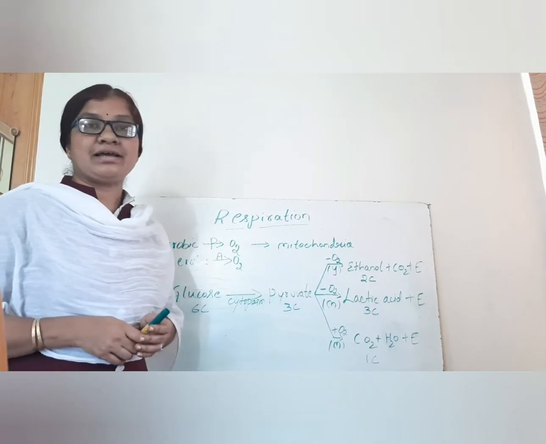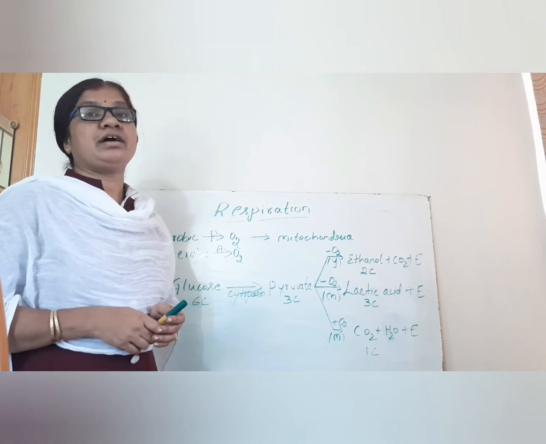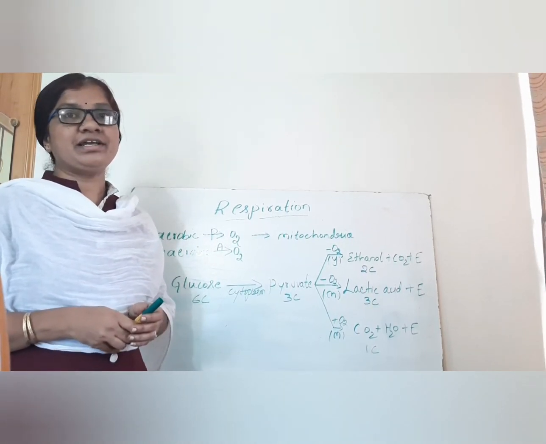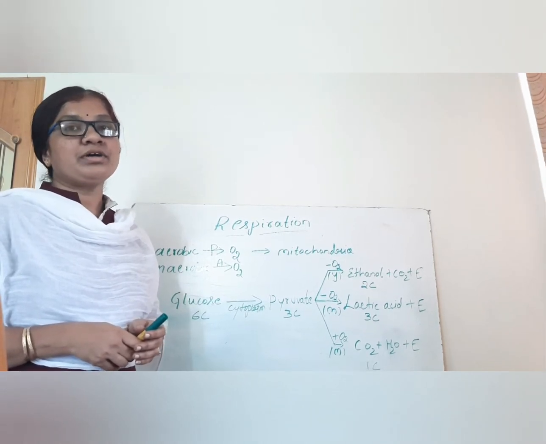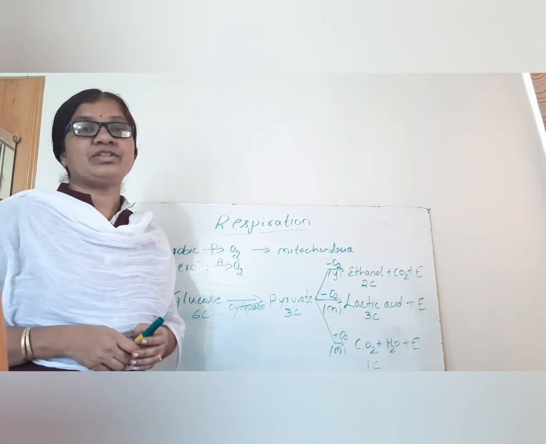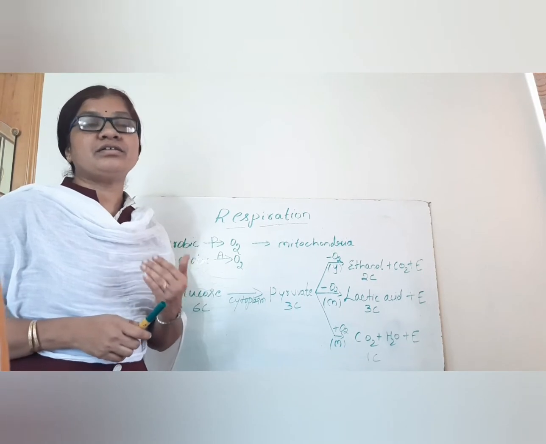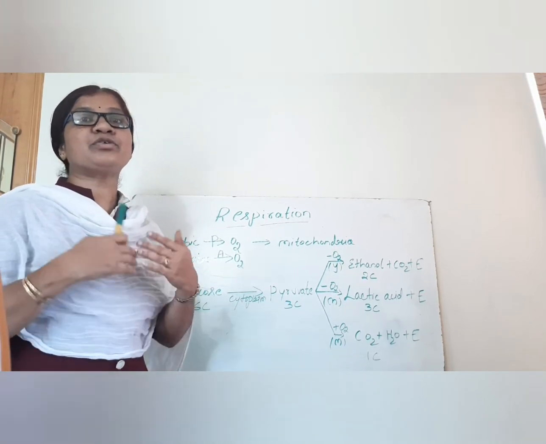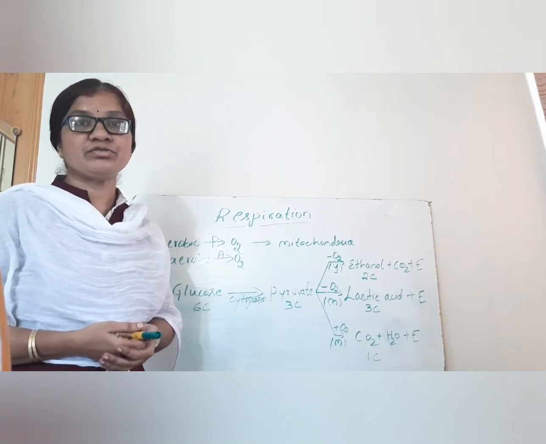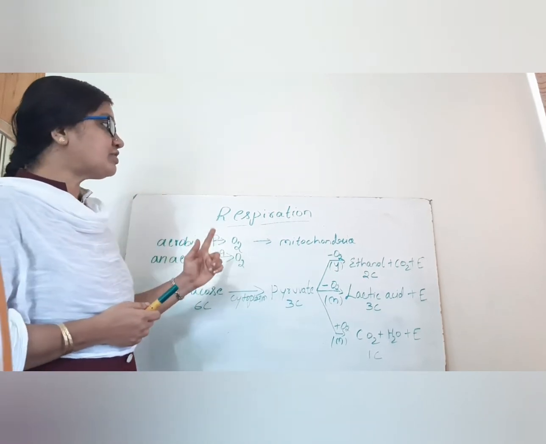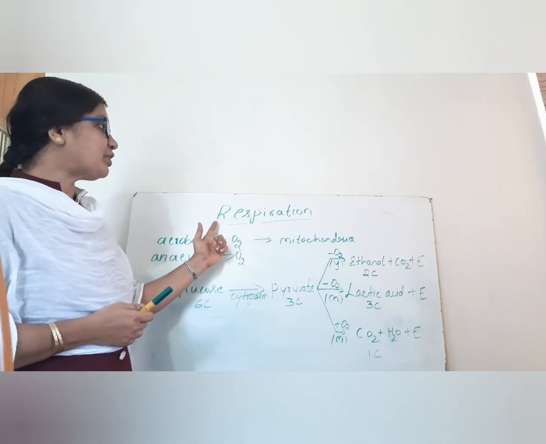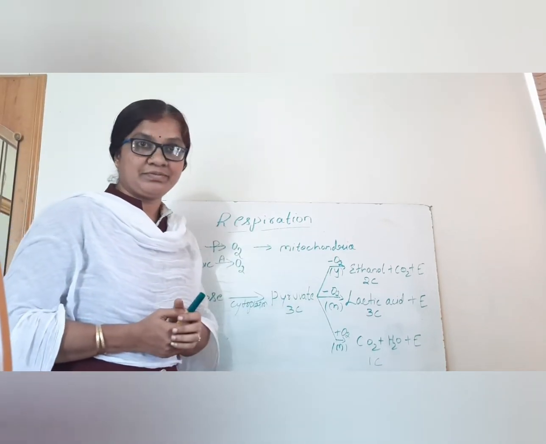In the previous class we studied animal nutrition, particularly the human alimentary canal system. The food that we take in undergoes digestion and finally converts into the smallest particle called glucose, and that glucose will be broken down by the process called respiration.